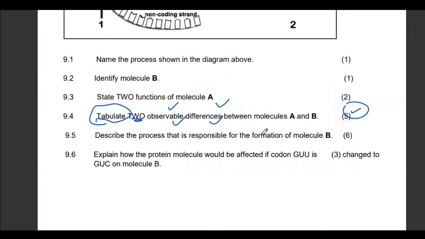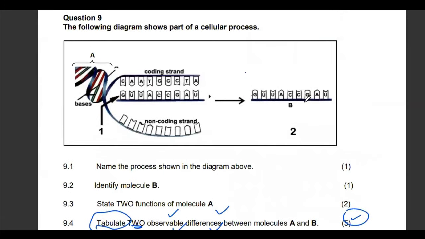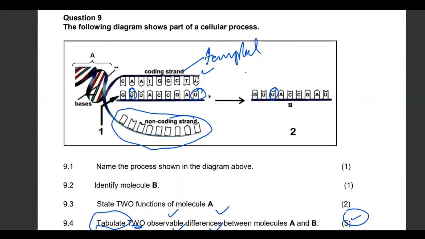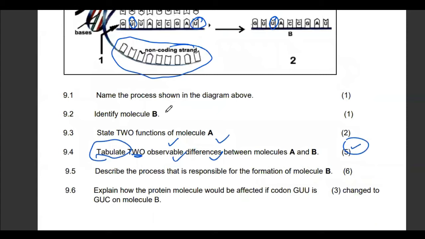Describe the process that is responsible for the formation of molecule B. Here, molecule B is messenger RNA. Why messenger RNA? Because it contains uracil, and also only one strand is being used. That's evidence to show that this is transcription, because they are saying this is the non-coding strand, so it means that only this one is acting as a template.